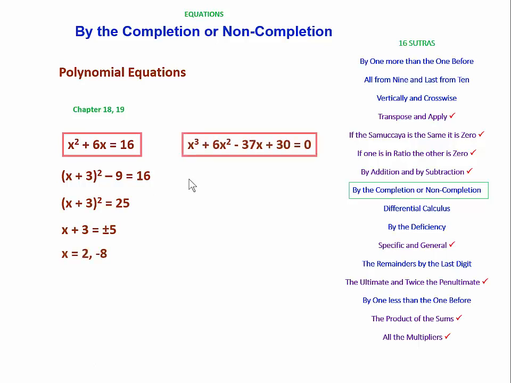It also can be applied in the case of cubics, and that's what Tish does in his book. You can complete the cubic.